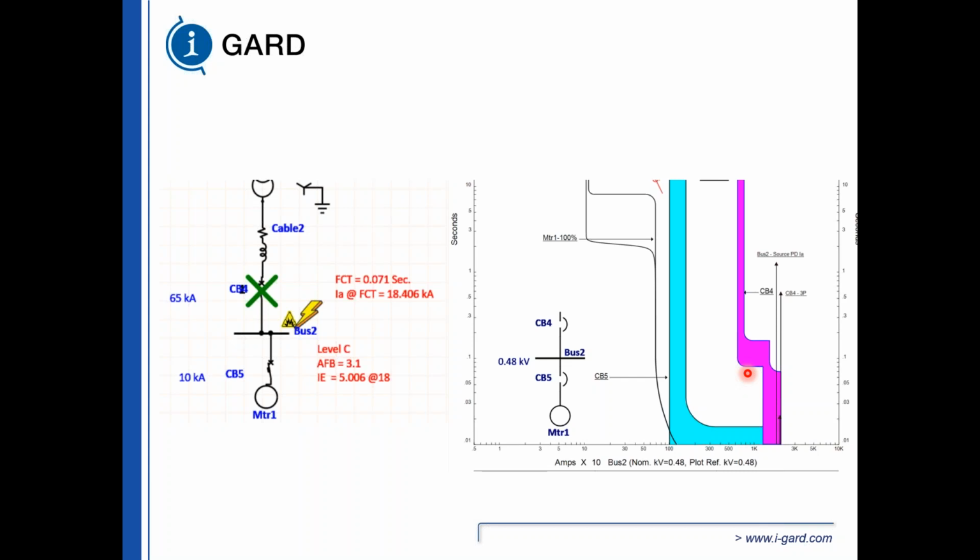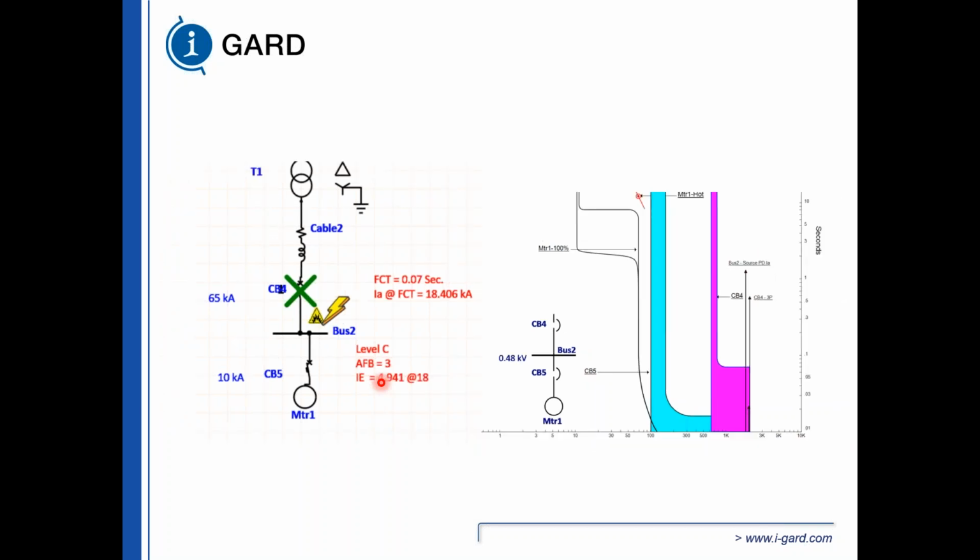Now the pickup is 12.8 kA, and we can see that we've actually picked it up on instantaneous over here, and we operated the breaker in 71 milliseconds. Still had a fault current, arcing current of 18.4 kA. However, our incident energy, because we operated in 71 milliseconds instead of 160 milliseconds, is now 5.006. So 5 calories per centimeter squared.